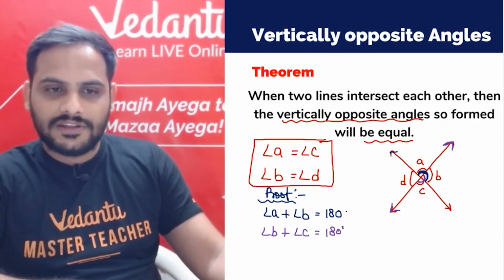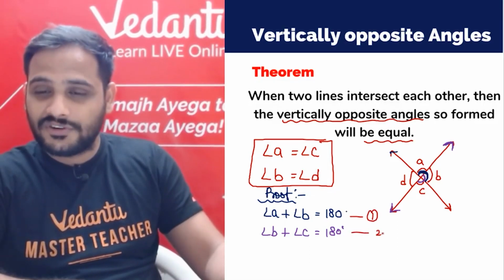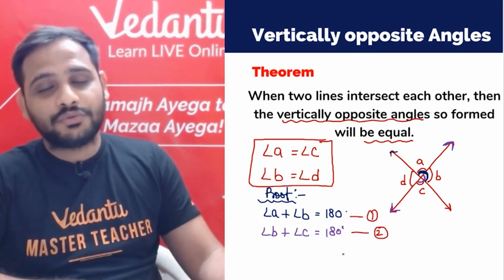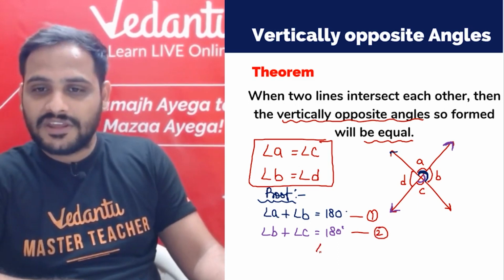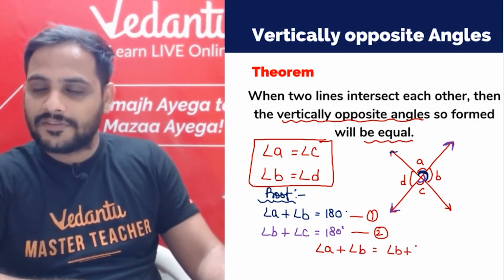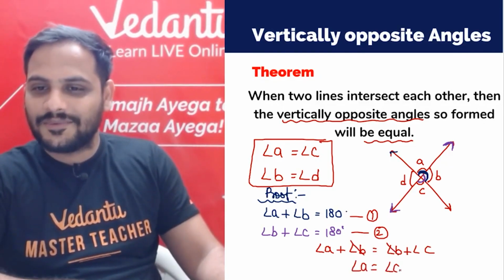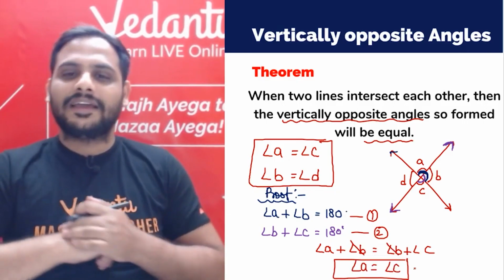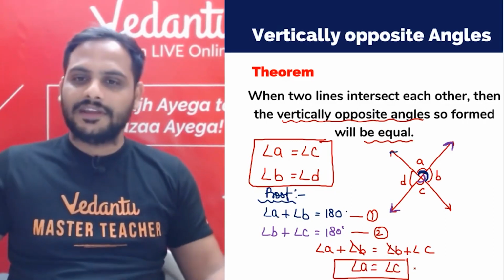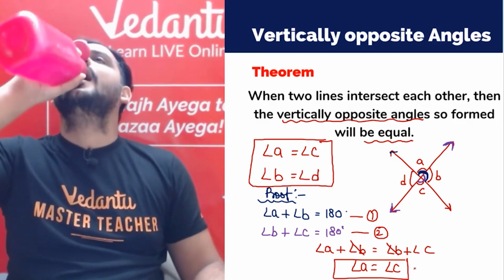So let's say these are my two equations, equation 1 and equation 2. Both the equations are equal to 180 degrees. So I can make them equal. So angle A plus angle B is equal to angle B plus angle C. Angle B got cancelled. We got angle A is equal to angle C. Angle A is equal to angle C. Okay? This is how. Similarly, you can prove angle B is equal to angle D as well.